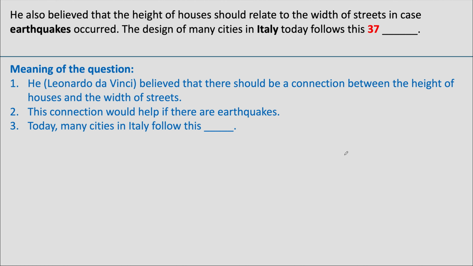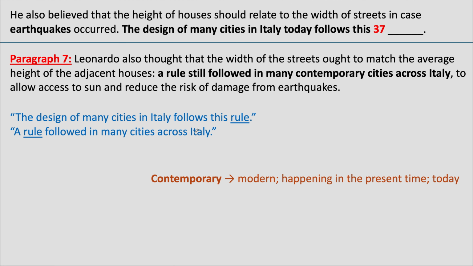The question is that Leonardo said there should be a relation or a connection between the height of houses and the width of streets. This would help if there are earthquakes. Then it says many cities in Italy follow this blank. Let's compare this to the passage. It first mentions the width and height. Then it says a rule still followed in many cities across Italy.